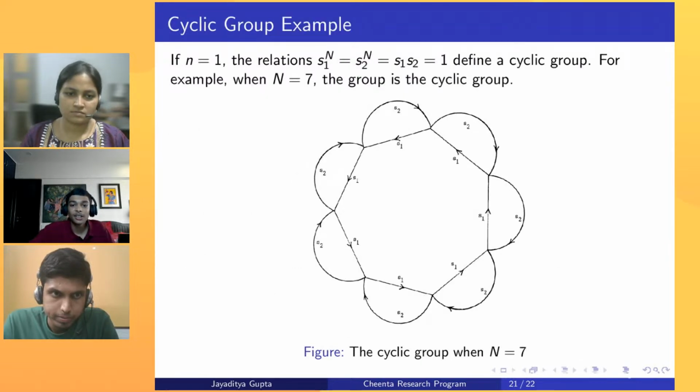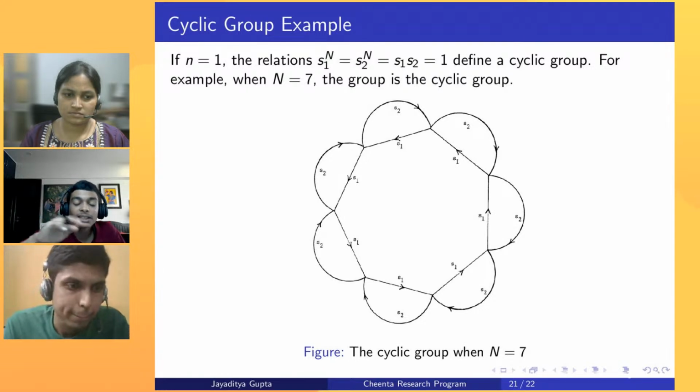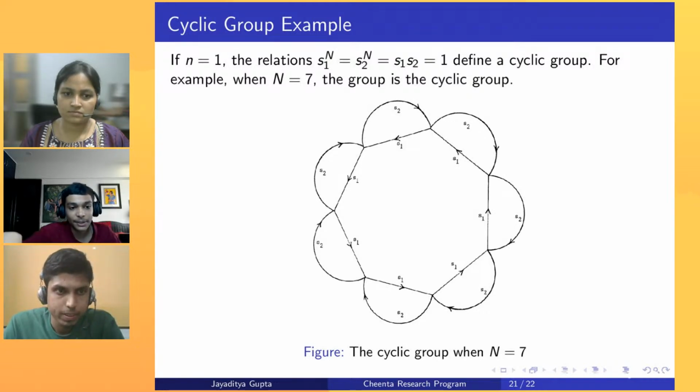So let's take a look at the group diagram. Now let us take a look at the example when n is equal to 7. Because s1 to the power 7 is equal to the identity, when s1 is applied 7 times, we land back at the identity element. We would need to construct a septagon. Similarly for s2. And because when we apply s1 followed by s2, we again come back to the same element, s1 and s2 are in opposite directions here.